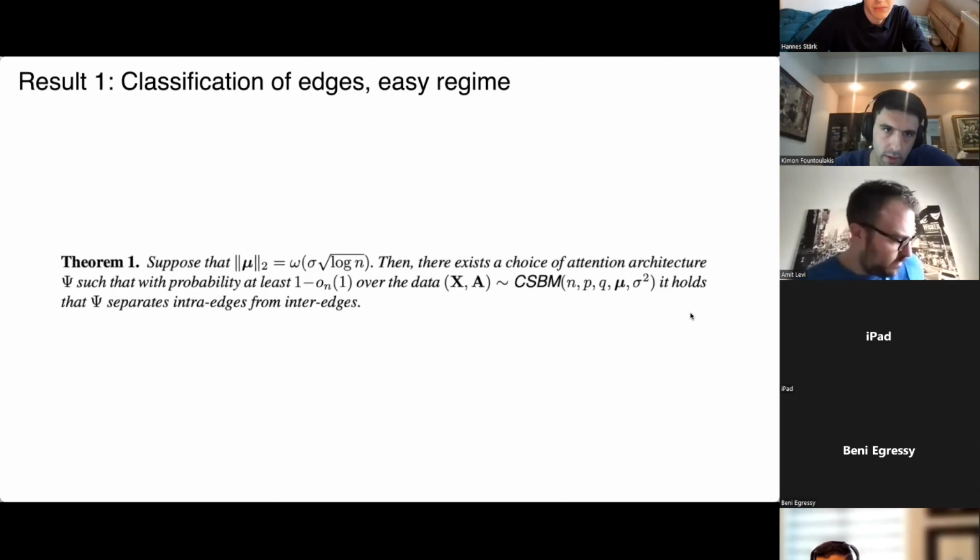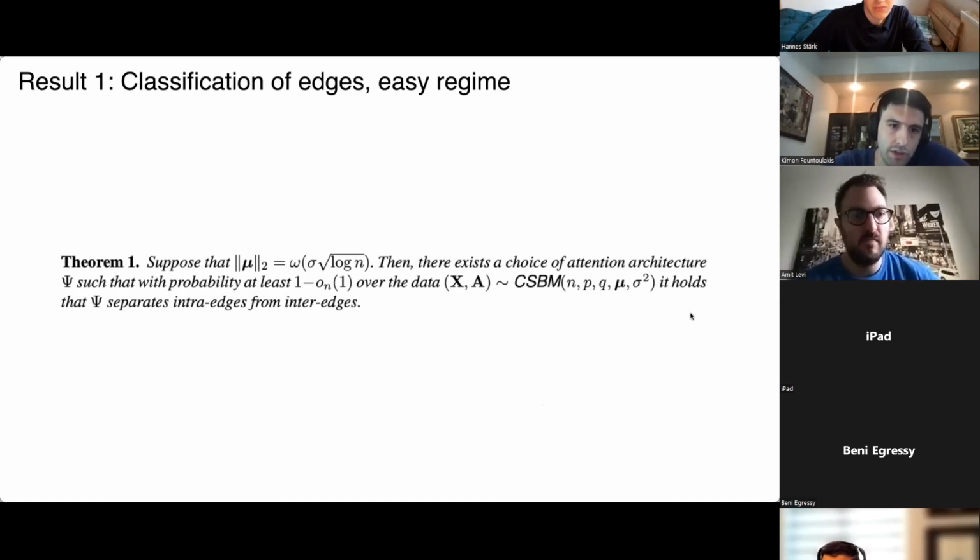Let's start with the first result. Classification of edges in the easy regime. So let me read the theorem. Let's suppose that we are in the easy regime, meaning that the distance between the means, which is the norm of mu, is bigger than sigma squared log n. Then we can find an attention architecture psi such that, with probability very close to 1, we can separate intra from inter edges if the data have been generated from the contextual stochastic block model distribution.